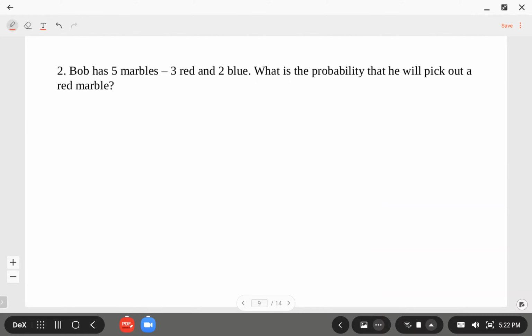What is the probability? Okay, Bob has 5 marbles, 3 red and 2 blue. I'm not going to change that. What is the probability? Bob picks 2 marbles.